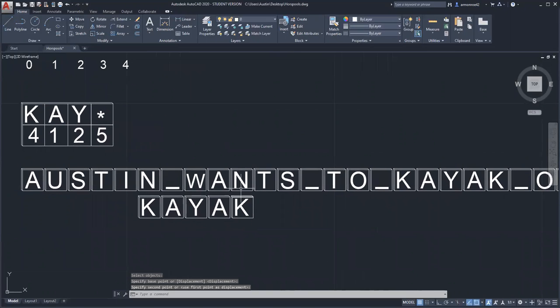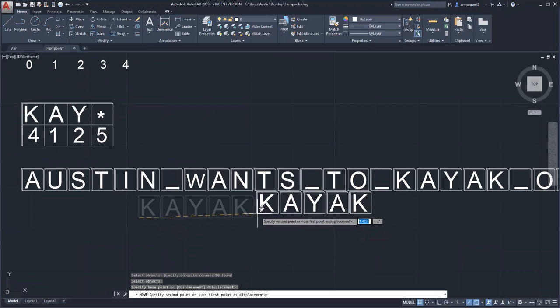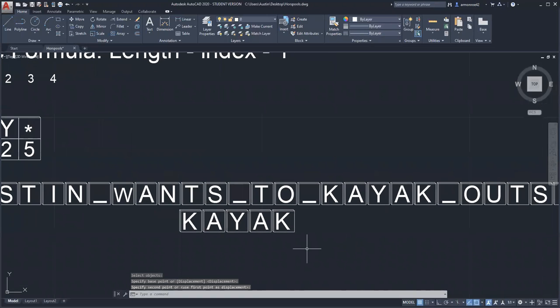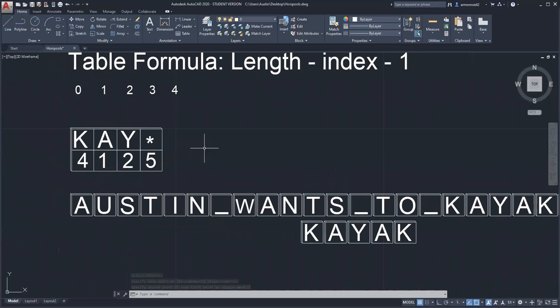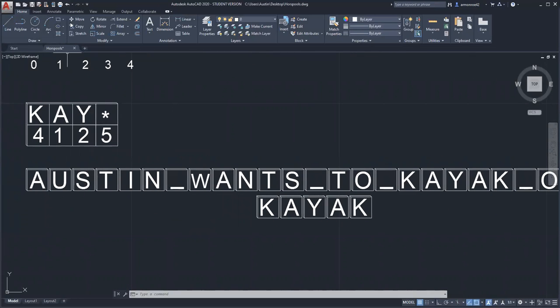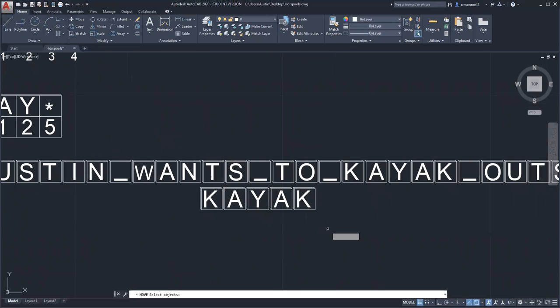Now our K lines up with N, and those do not match. And according to our table, if it is any character other than K, A, or Y, we will move it over 5 again. So now we will compare K to O, still not a match. And again, it is a star. So we have another situation where we move it 5.